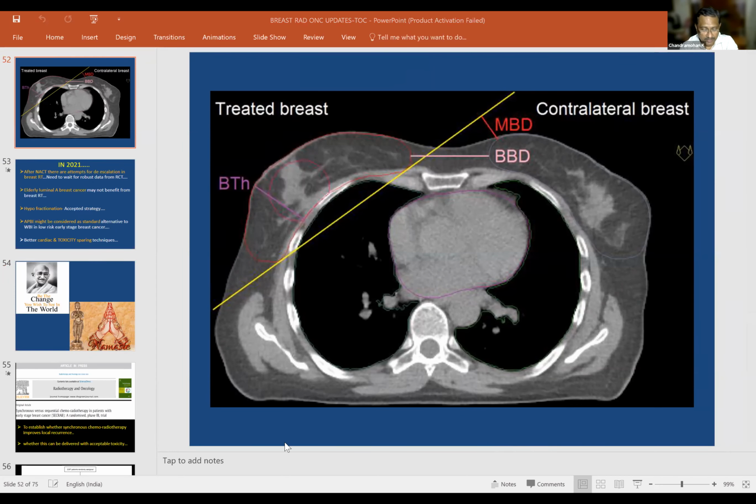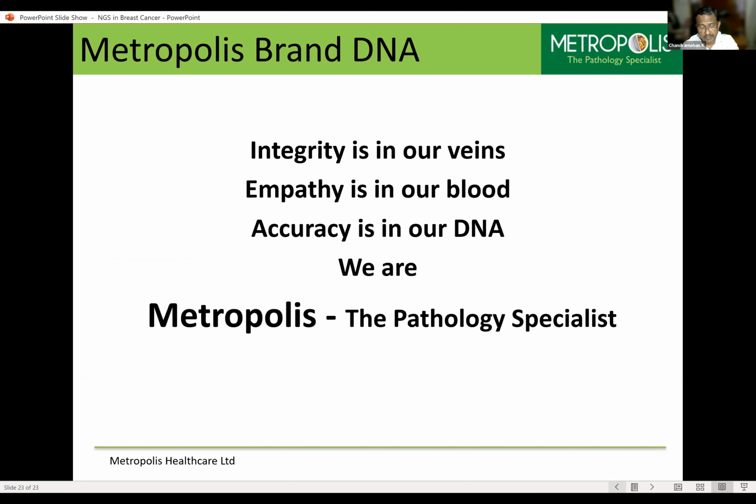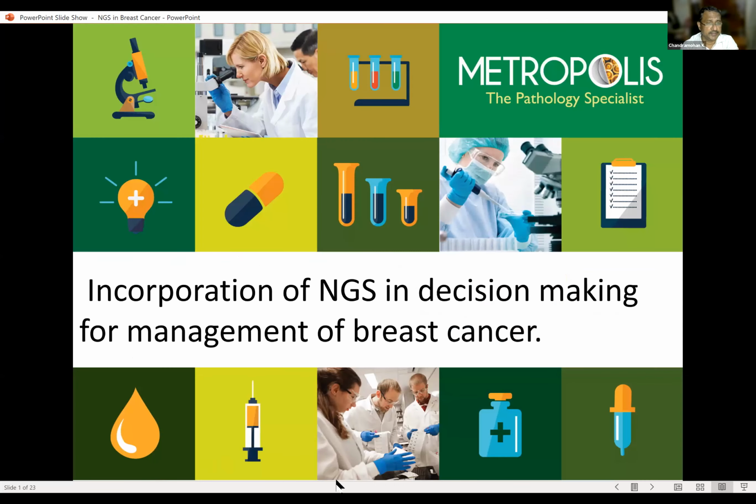And coming to the next speaker, Dr. Aparna Rajyadeksha is a medical genetics expert, and she's working in Metropolis Healthcare, Mumbai. She has tremendous experience in clinical pathology and biochemical genetic research. She has been working in the US with a commendable CV. She was a member of so many committees, and really she's an asset to India. Now she's with us at Metropolis Healthcare, and she'll be talking about the role of NGS in breast cancer. Over to you, Dr. Aparna.